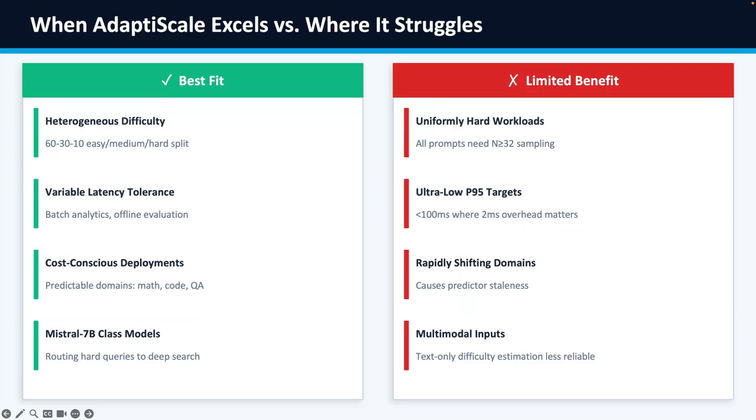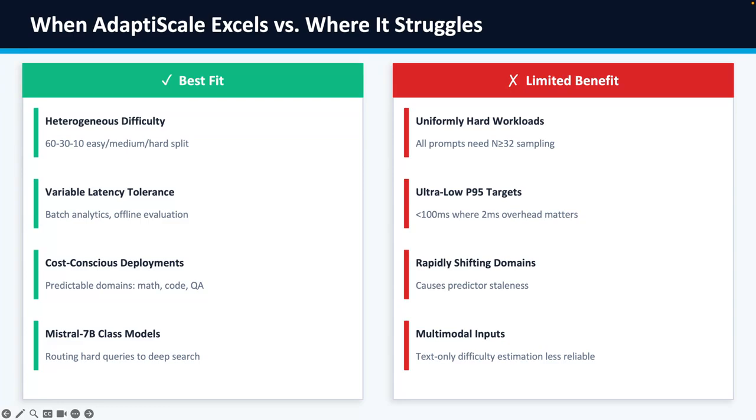I want to give you an honest assessment of where Adaptive Scale works best and where it doesn't. On the left, the green panel shows ideal deployment conditions: heterogeneous difficulty. Adaptive Scale delivers maximum value when your workload has heterogeneous difficulty, like the 60-30-10 split we observe across math, code, and factual QA domains. If you're serving a Mistral 7B class model for customer-facing reasoning tasks, where most queries are routine but a meaningful minority need deep research, Adaptive Scale is designed exactly for you. It is also suited to batch analytics and offline evaluation, where variable latency is acceptable, and cost-conscious production deployments.